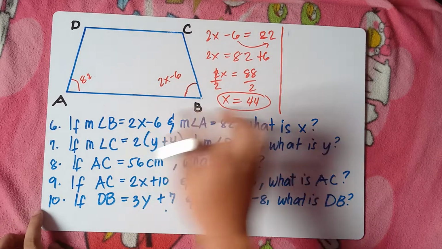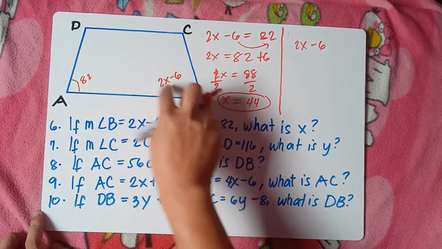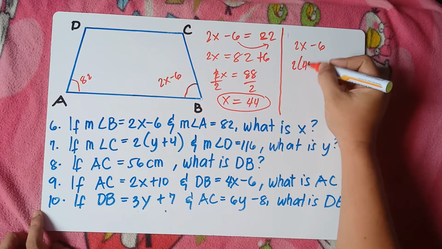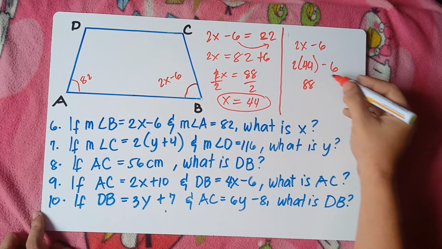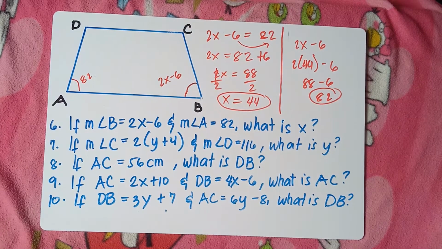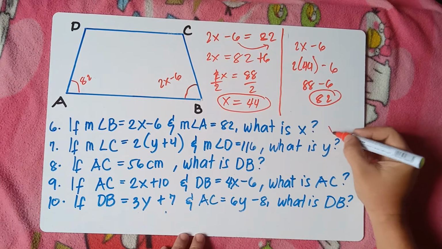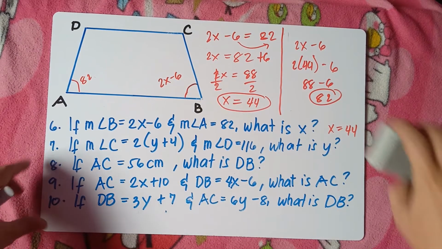Let's check if we have the same answer, which is 82. If x is 44, 2 times 44 minus 6. 2 times 44 is 88, minus 6. It should be 82. Same. So therefore, your answer is correct: x equals 44. Alright, so let's try another example.